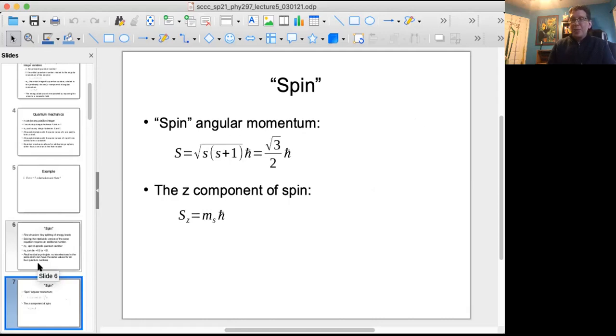So spin angular momentum, capital S, is very similar to capital L. So capital S is equal to the square root of s times (s plus 1) times H bar, and that's equal to radical 3 over 2 H bar. So s is simply 1/2. And M sub s can be +1/2 or -1/2. And so the z component of the spin angular momentum is M sub s times H bar. So it's either +1/2 H bar or -1/2 H bar. So that's H bar, not H. And again, H bar is Planck's constant divided by 2 pi.